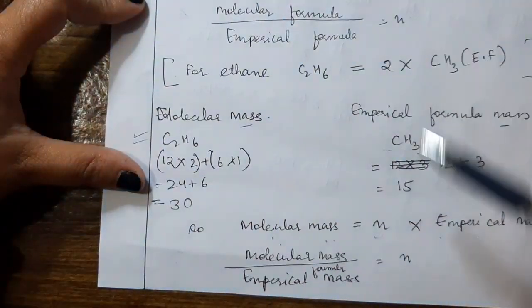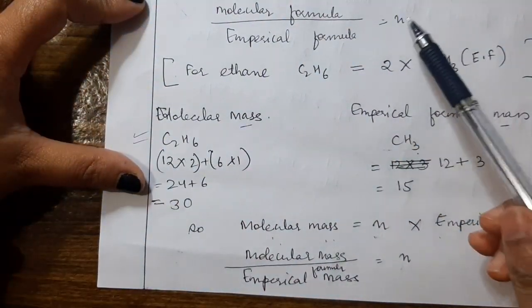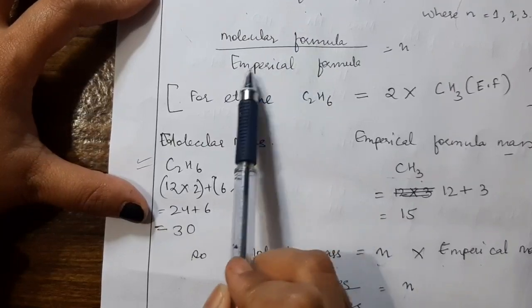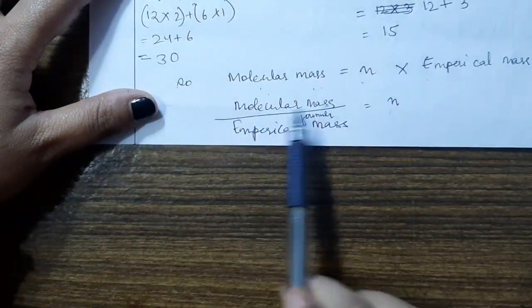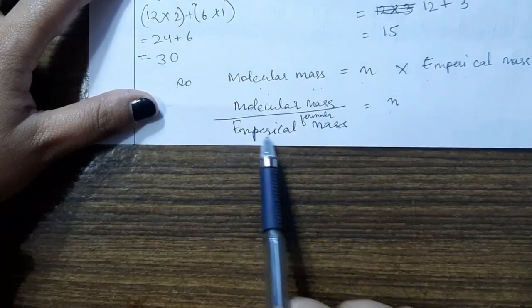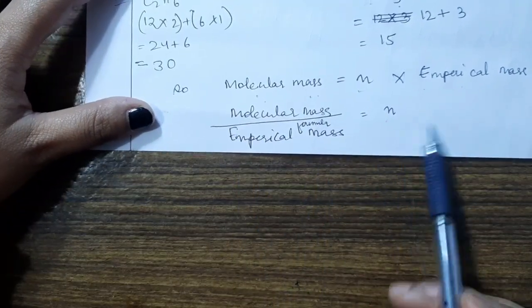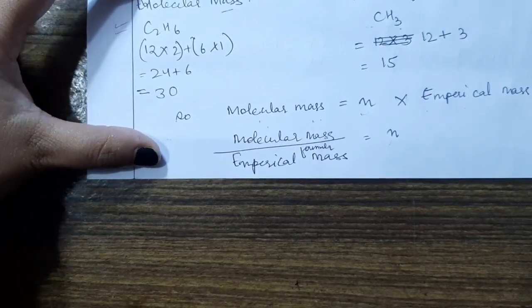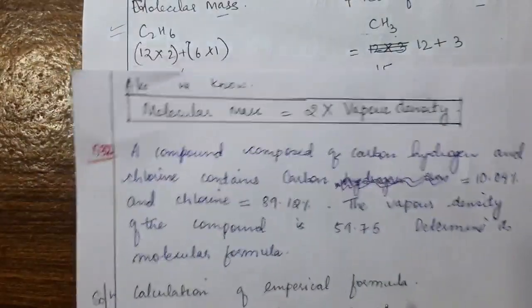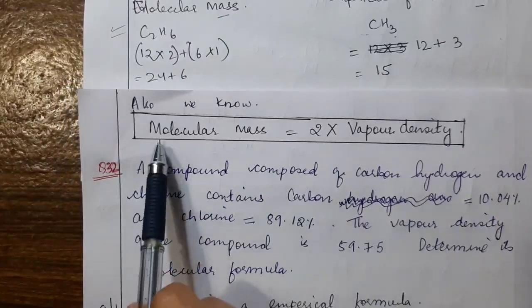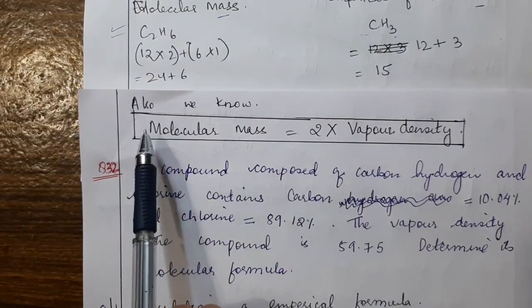Okay, so these two, have a look. Molecular formula by empirical formula equals n. Another relation we got: molecular mass divided by empirical formula mass also equals n, which is an integer. Then another relation we have got out here is that we already have done.